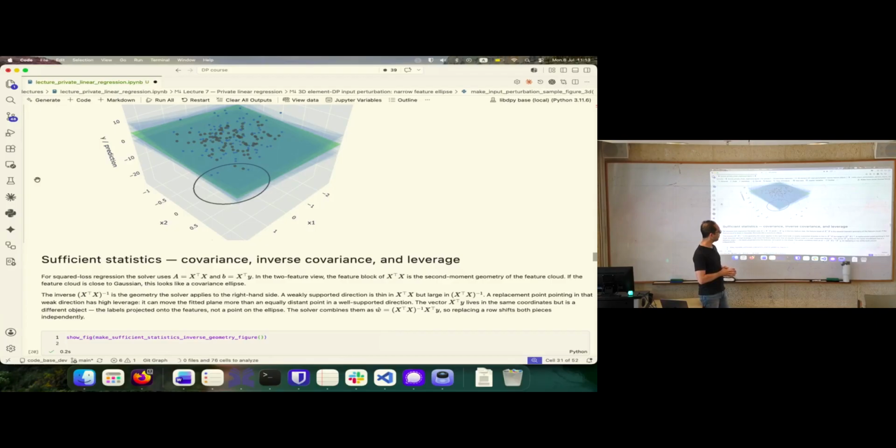Okay, so let's think for a moment. What will be the sensitivity of each of these two quantities, x transpose x and x transpose y? Again, reminder, we assume each row of x has L2 norm bounded by 1, and the y value is bounded by 1 in absolute value, whatever. So what is the sensitivity of these two quantities to changing a single element?